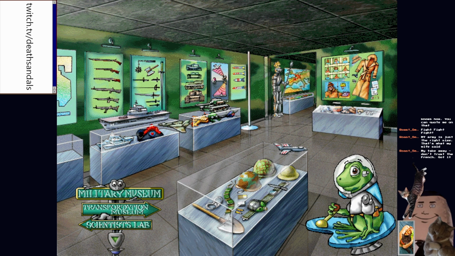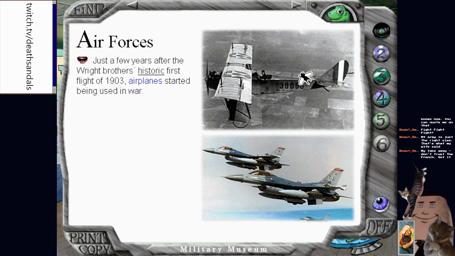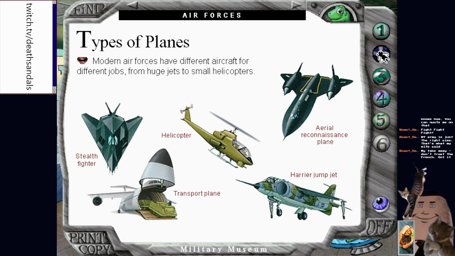Air Forces. Just a few years after the Wright brothers' historic first flight in 1903, airplanes started being used in war. Yeah, it didn't take bloody long to go from discovering flight to using flight as a weapon, did it? Like 10, 15 years.